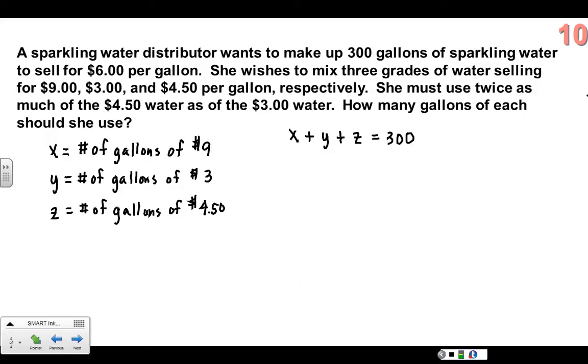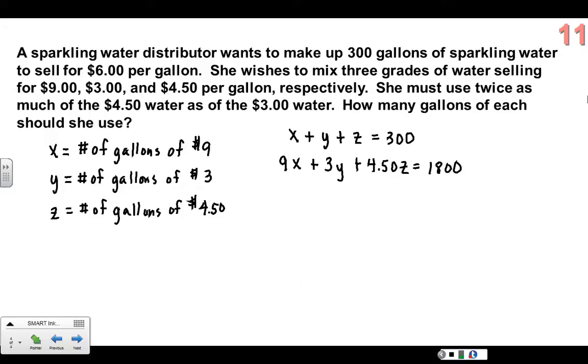Now she's wanting to sell hers for $6 per gallon. She wants to mix the three grades of water selling at $9, $3, and $4.50 per gallon respectively, and she wants to sell hers for $6 a gallon. So that equation would be $9 times X, the number of gallons, plus 3 times Y plus 4.50 Z would equal her 300 gallons times $6, which we know is 1,800. So the total amount for that would be $1,800 in total money.